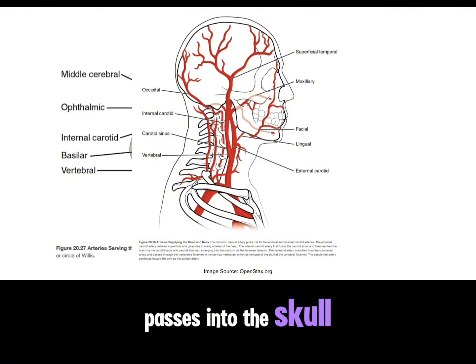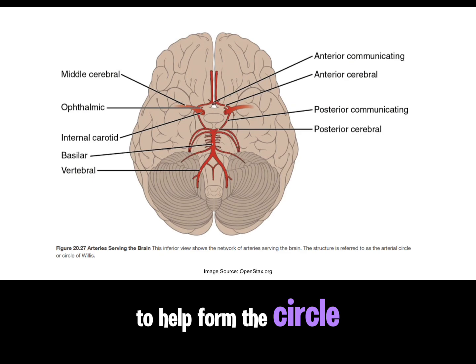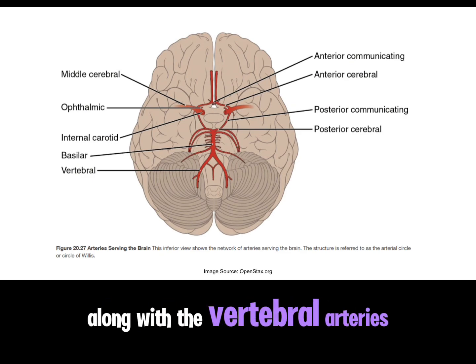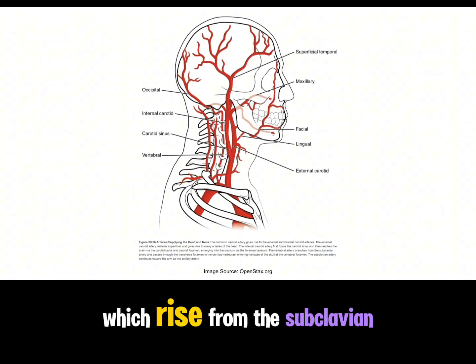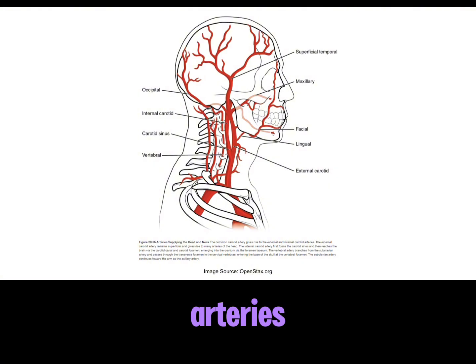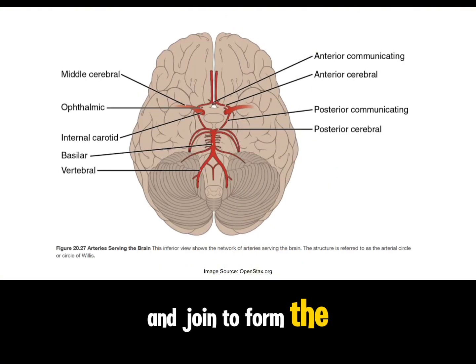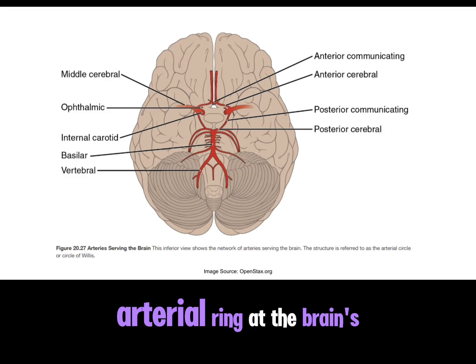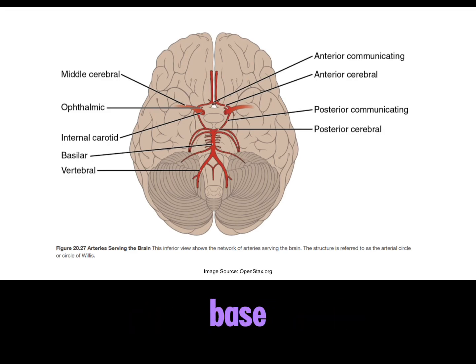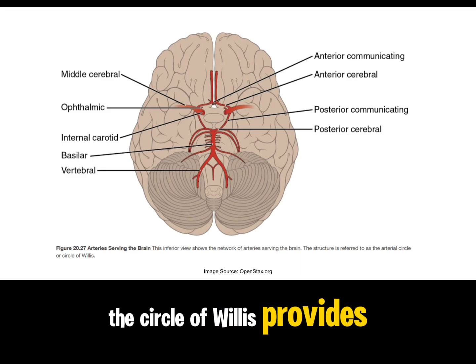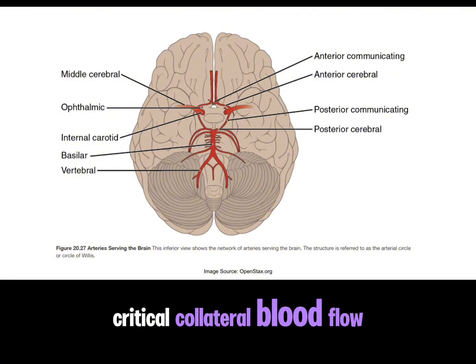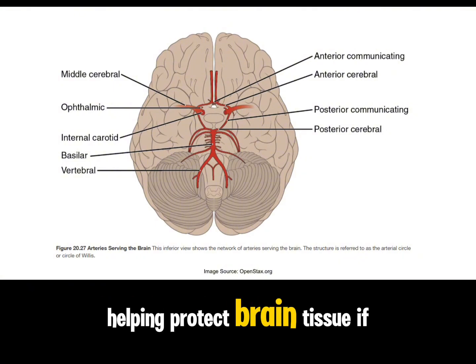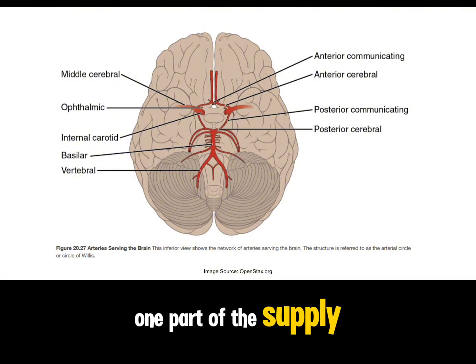Each common carotid splits into an external branch serving the face and scalp and an internal branch that passes into the skull to help form the circle of Willis, along with the vertebral arteries, which rise from the subclavian arteries and join to form the basilar artery. The internal carotids create the arterial ring at the brain's base. The circle of Willis provides critical collateral blood flow, helping protect brain tissue if one part of the supply is blocked.